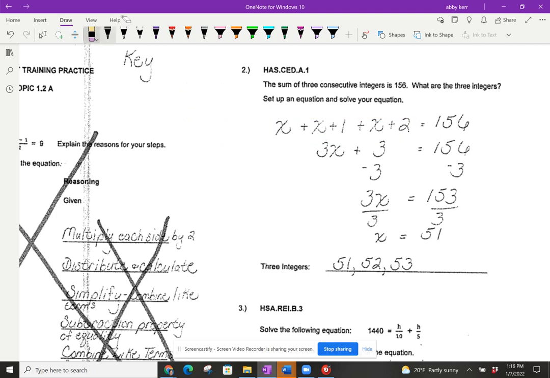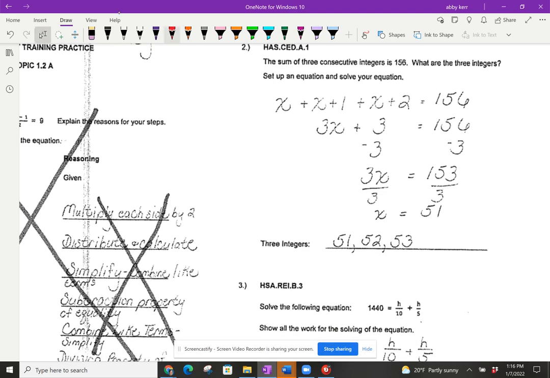And then combine like terms. 3x plus 3 equals 156. You solve the 2-step, you get to 51. How to get to 52? That's the x plus 1 part. How do we get to 53? That's the x plus 2 part.